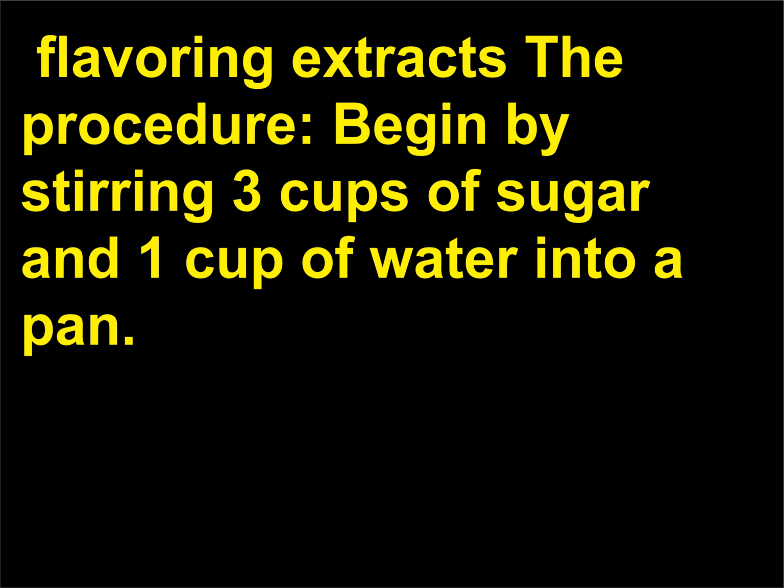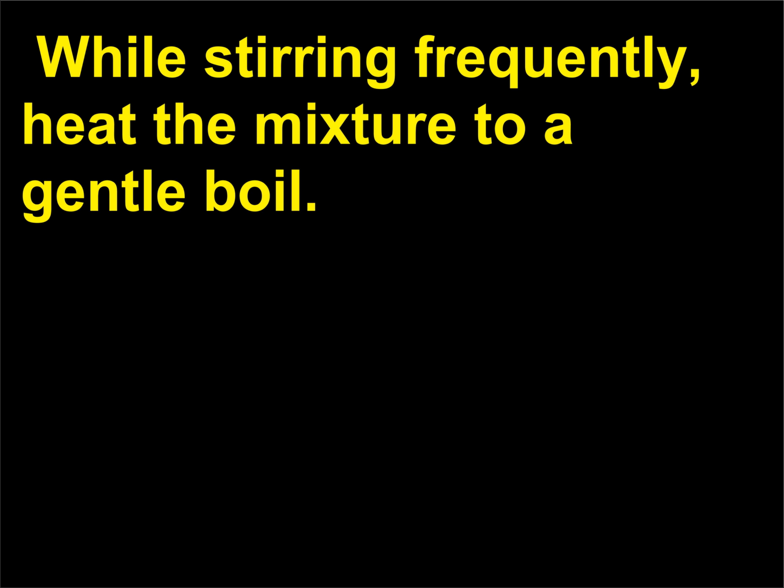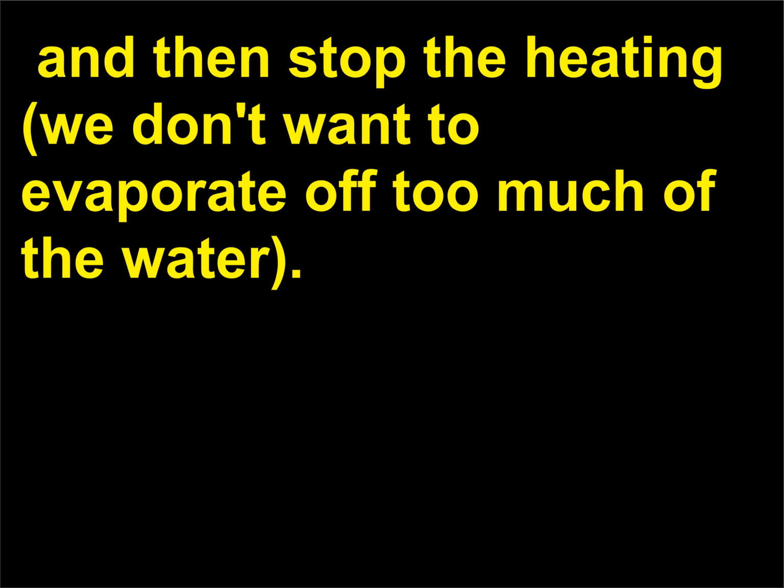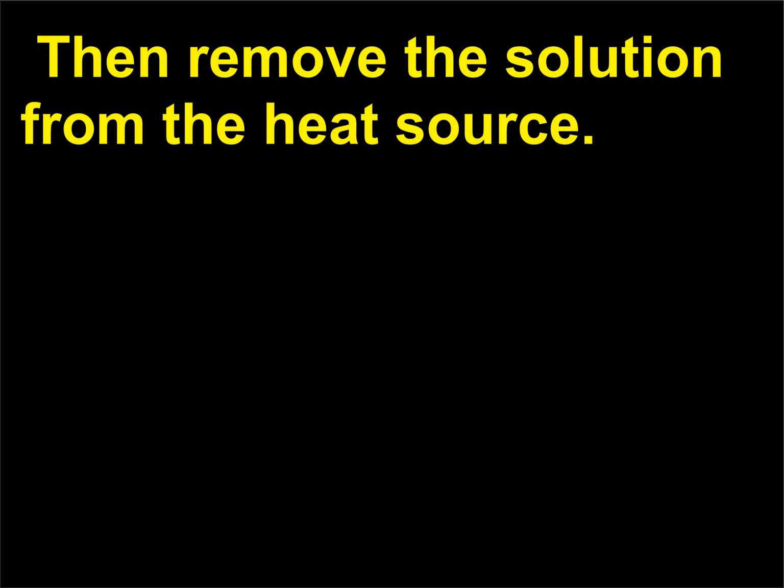Flavoring extracts, optional. The procedure: begin by stirring 3 cups of sugar and 1 cup of water into a pan. While stirring frequently, heat the mixture to a gentle boil. The goal is to just barely get the mixture to its boiling point, and then stop the heating, as we don't want to evaporate off too much of the water. Then remove the solution from the heat source.